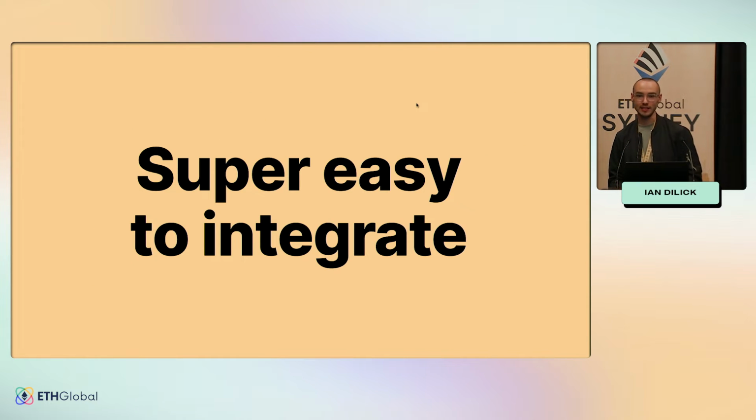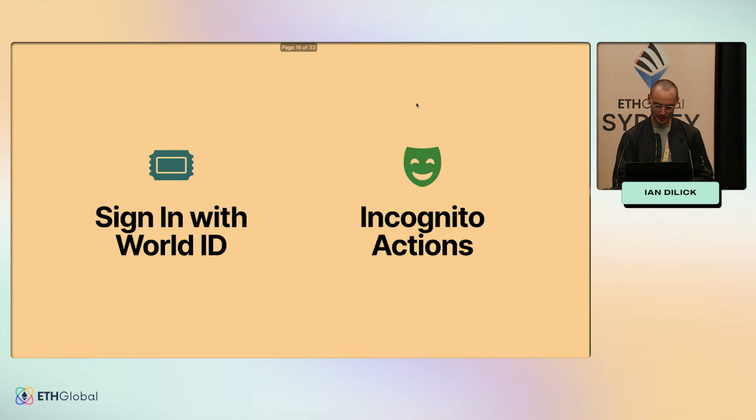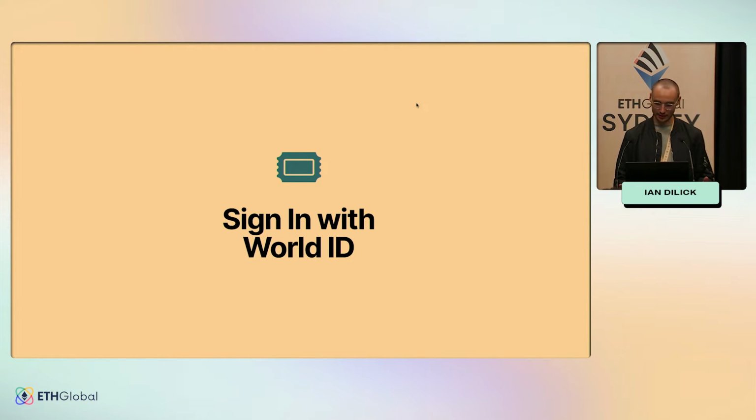We've also built World ID to be super, super easy to integrate. You can use it on the web, you can use it on mobile devices, and you can use it on chain. And there's two main ways to integrate World ID: sign in with World ID and incognito actions. So let's start with sign in with World ID.